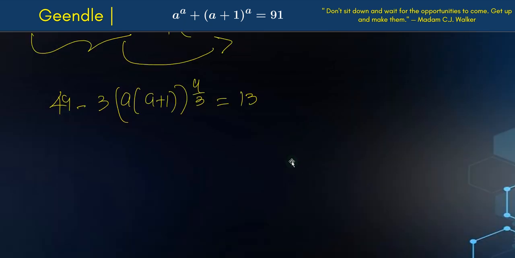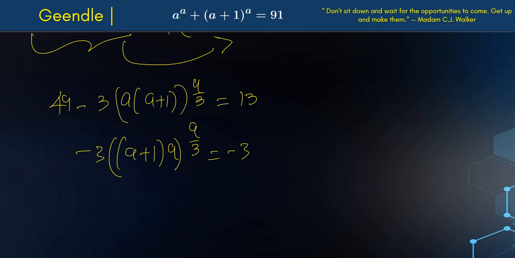Okay, and then here we're going to say this is 3 a plus 1 times a here. Let me write it like this, a over 3, and then this is going to be 14 minus 13, and we're going to have here negative 36, right? And negative 36 here, dividing both sides by negative 3, we're going to have that a times (a plus 1) all to the power of a over 3 is equal to 12.